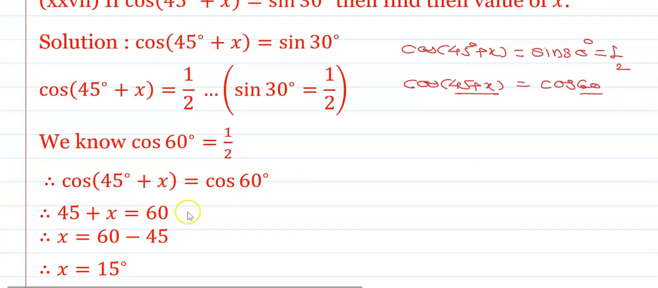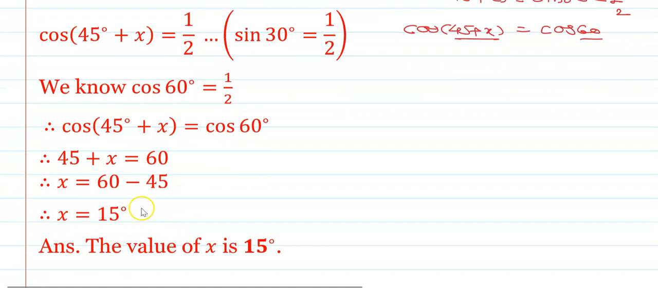Therefore, 45 plus x is equal to 60. x is equal to 60 minus 45. And hence, x is equal to 15 degree. Okay, this is the value of x.